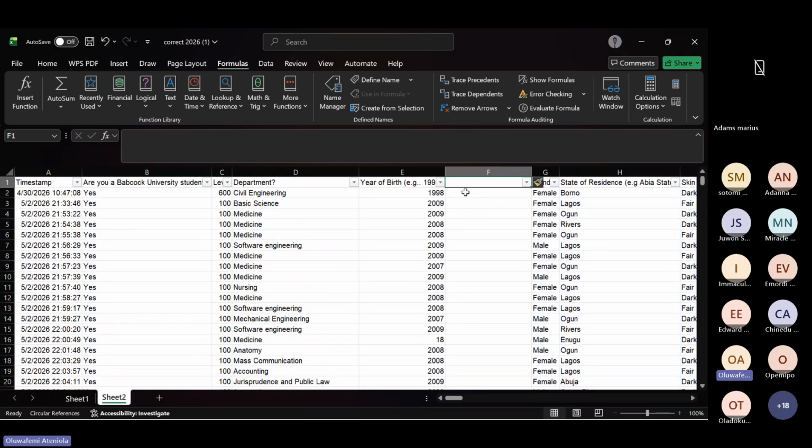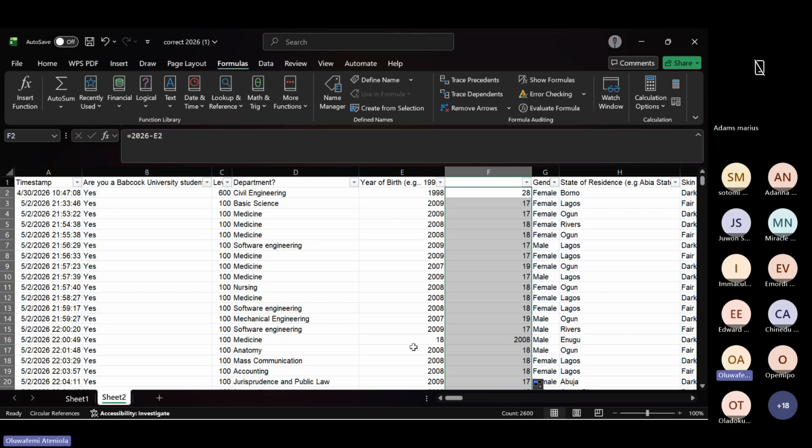So if we say it is equal to, you can decide to just write it manually. You can say 2026 minus whatever we have here. Hit enter, it gives you their age. I believe this is simple. You should be able to do this.